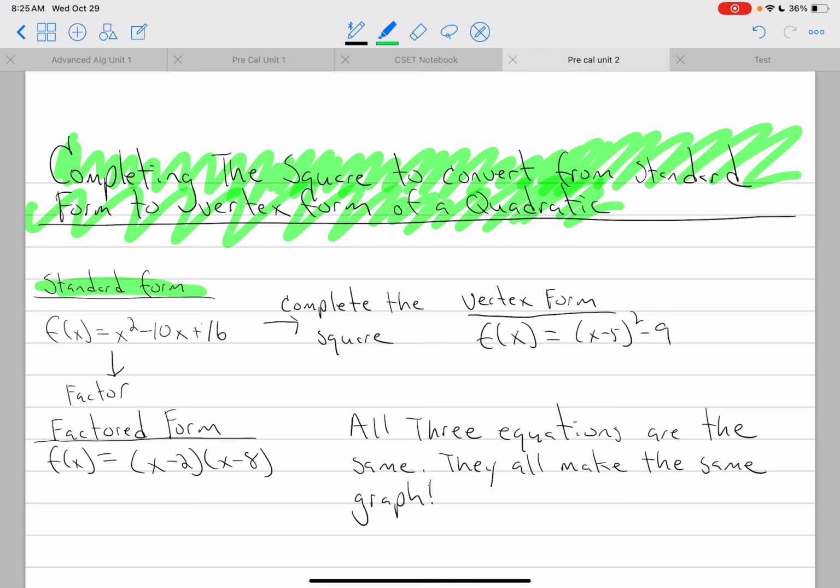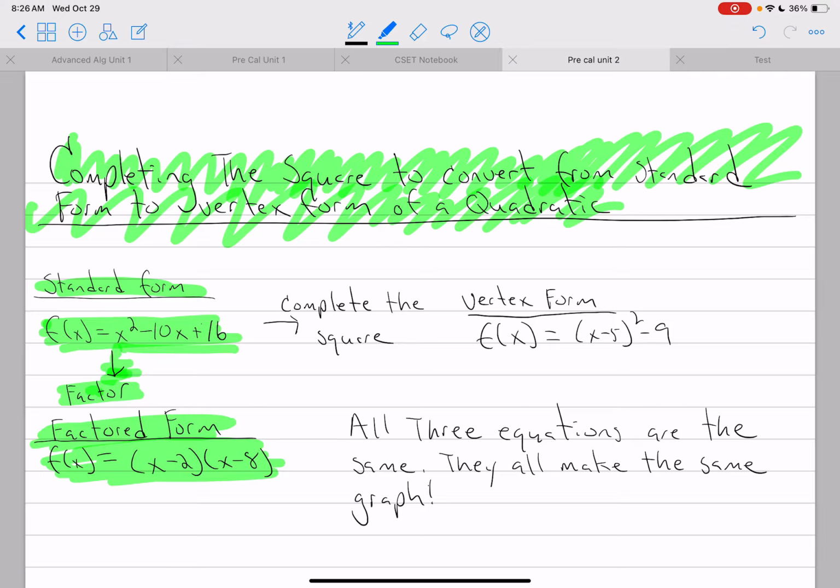We know the standard form of a quadratic is going to be like, this is an example, f of x equals x squared minus 10x plus 16, right? That's a quadratic trinomial, all right? And we've also learned that I can change it from standard form to factored form by factoring, right? So if I was to factor this, I would get the factored form of the equation, which is f of x equals x minus 2 times x minus 8. So we've already learned that part.